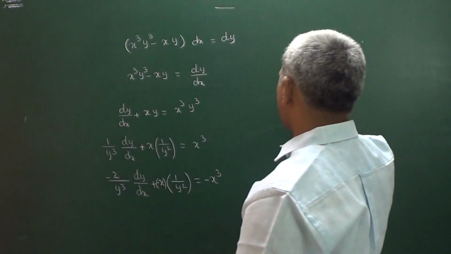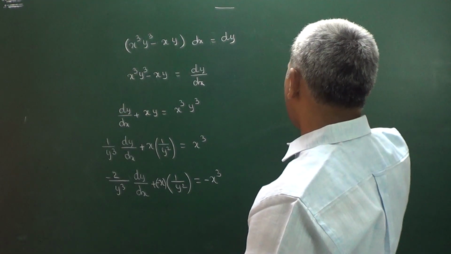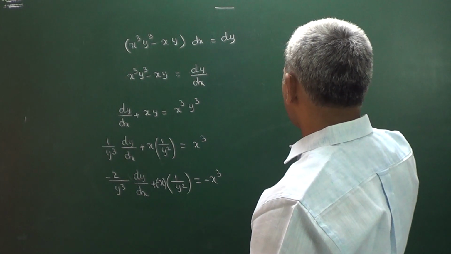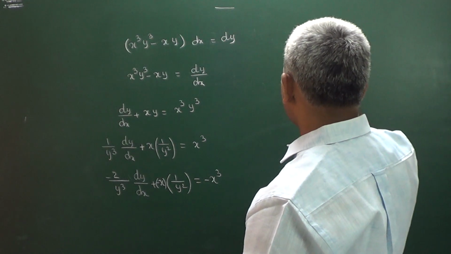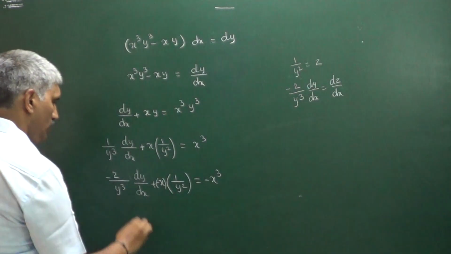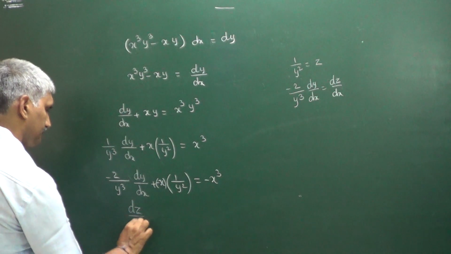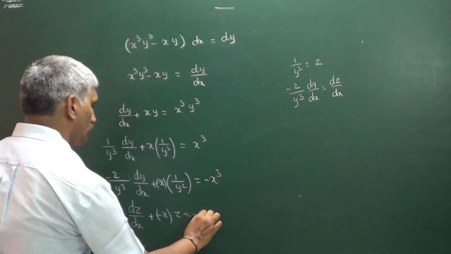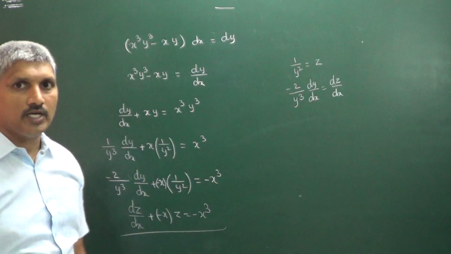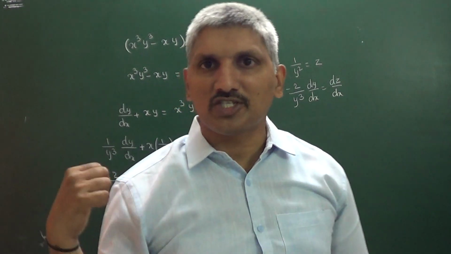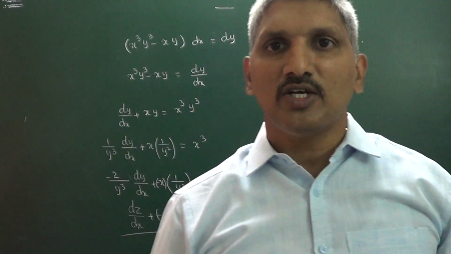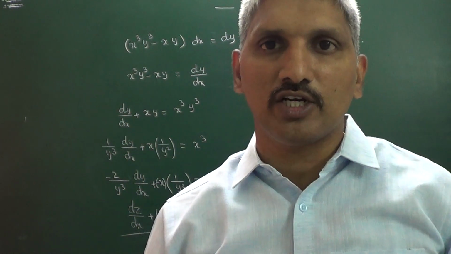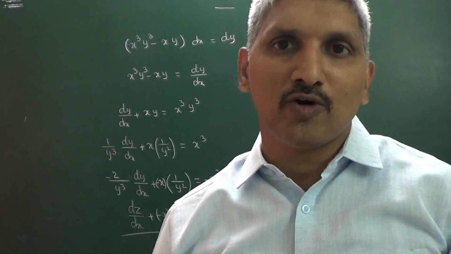Now you can take the substitution as 1 by y square is equal to z. So minus 2 by y cube into dy by dx is equal to dz by dx. Now the equation is converted into dz by dx plus minus x into z is equal to minus x cube. Now it is a linear differential equation. We can solve that linear differential equation, right? So these are the applications on extensions to the linear differential equations, which we call Bernoulli's equation.